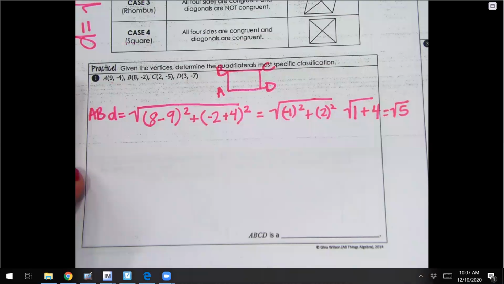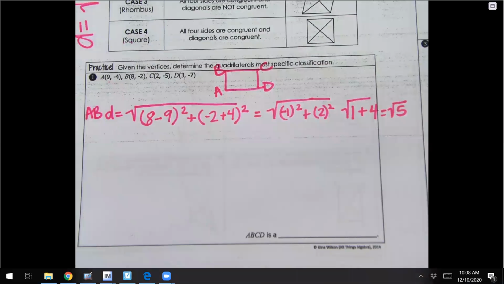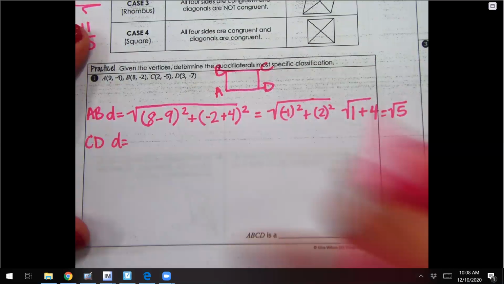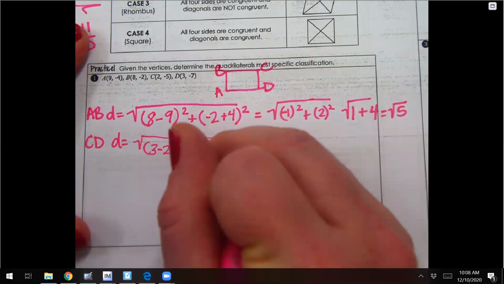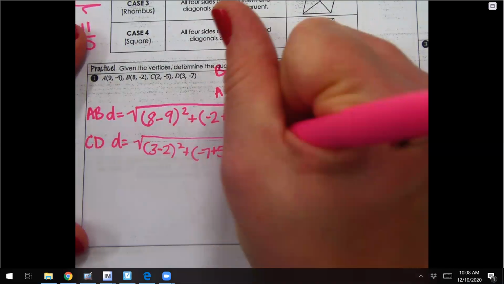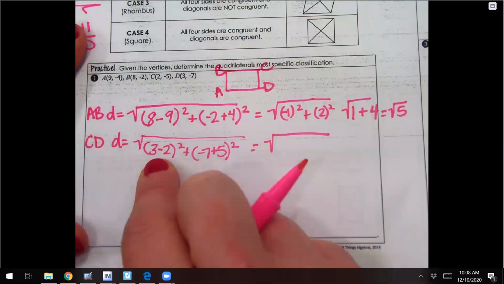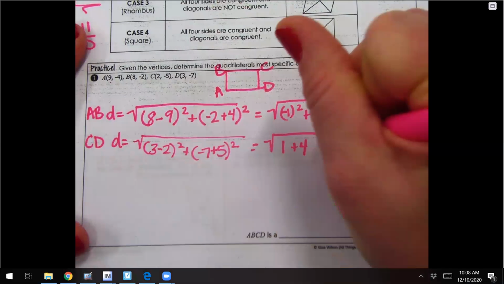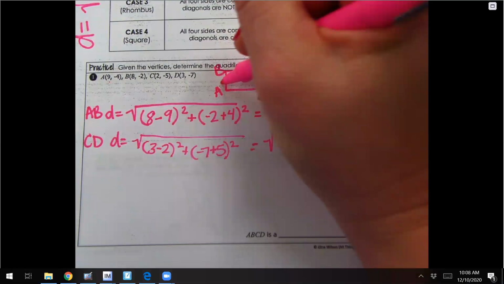Okay, the distance formula for CD, I'm going to go from D back to C. So that's going to be 3 minus 2 squared plus negative 7 minus negative 5 squared. I'm going quickly because this lesson is not on distance formula. You hopefully already know this. This is 1 squared, which is 1. This is going to be negative 2 squared, which is 4. So that equals the square root of 5. So far we've got two sides that are the same, AB and CD. So we at least have a rectangle or a parallelogram.